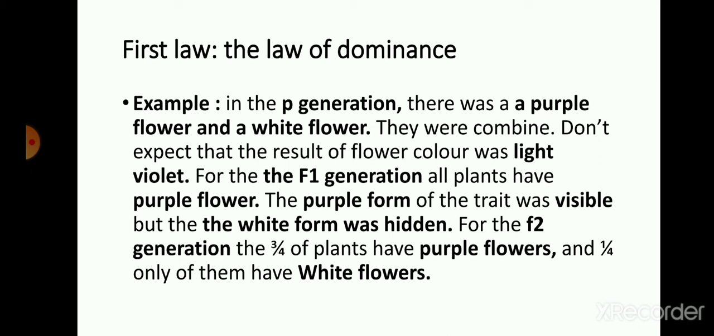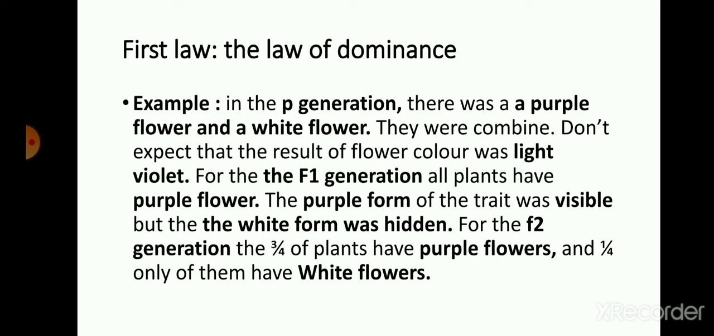So, for example, in the P generation, meaning the parental generation, there was a purple flower and a white flower. When they were combined, don't expect that the resulting flower color was light violet. When we cross the pure parental lines, one is a purple flower, having the dominant characteristic, and the white flower has the recessive characteristic, or recessive allele. When they combine, we cannot expect light violet, but the result for the F1 generation is that all plants have purple flowers. So why does this occur? The purple form of the trait was visible, but the white form was hidden.